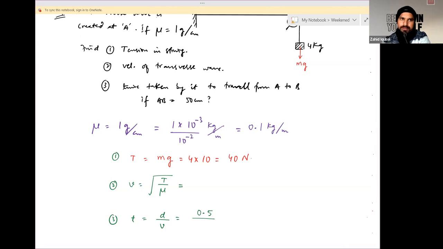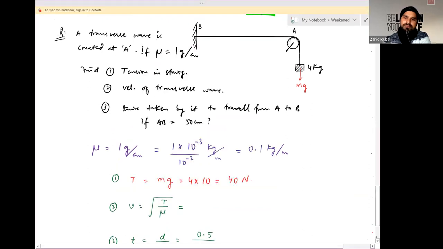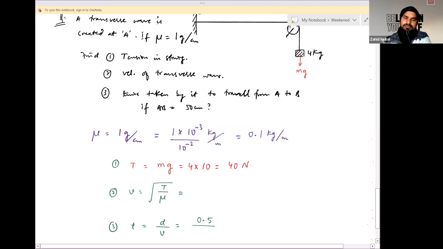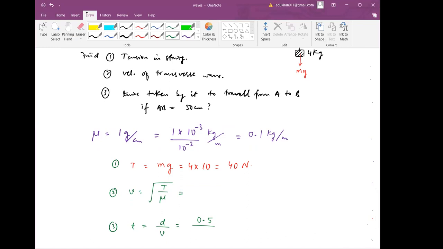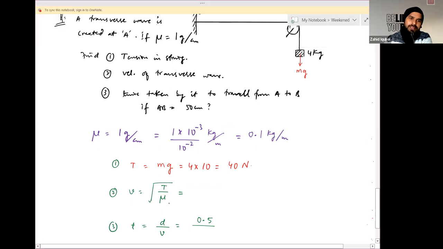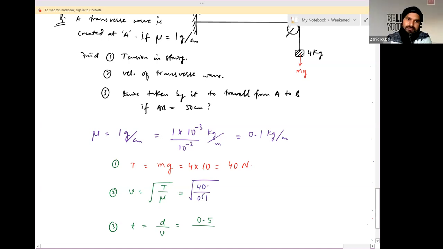Matthew, did you get the answer for velocity? It's root 40. Root 40? No. We have tension that is 40 and mu is 0.1. Oh, yes, sorry. I got the value wrong. So just remove this decimal, then you will get 10 in the numerator. So it will become root of 400, and root of 400 will be 20 meter per second. Matthew, is it clear? Yes.